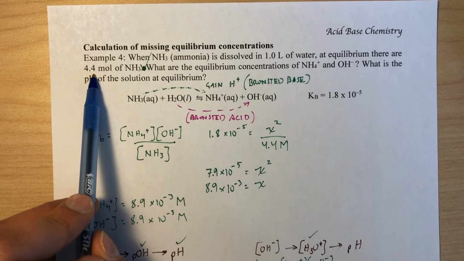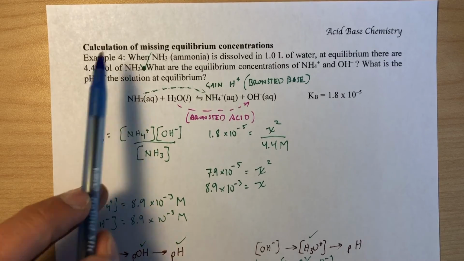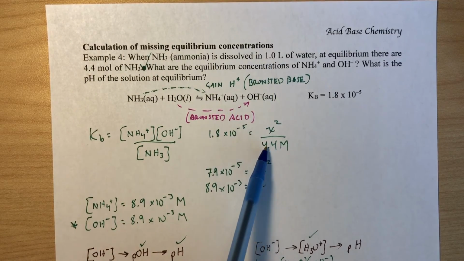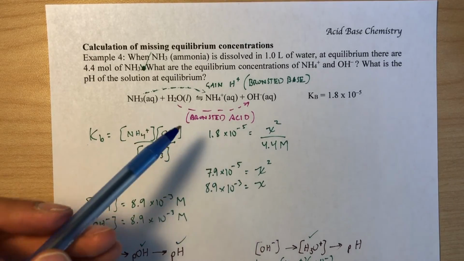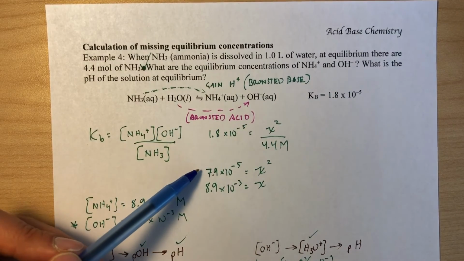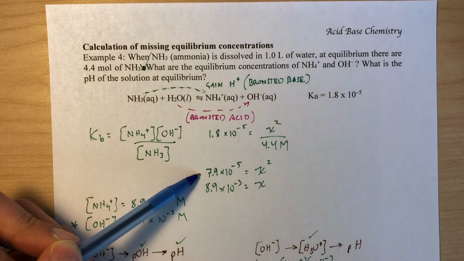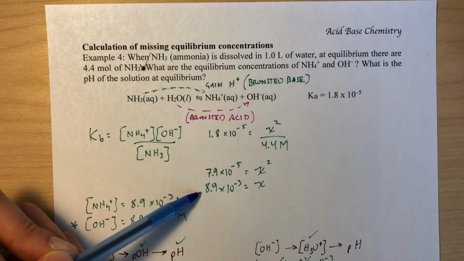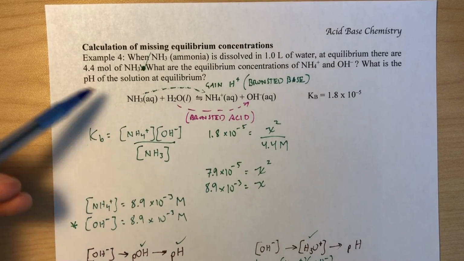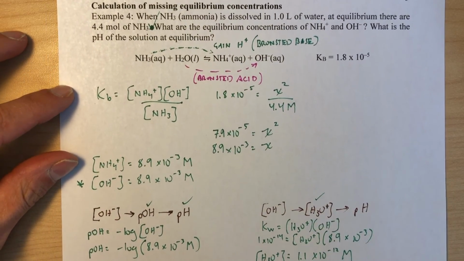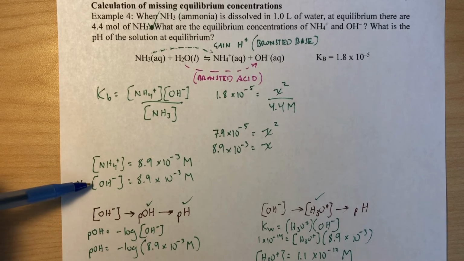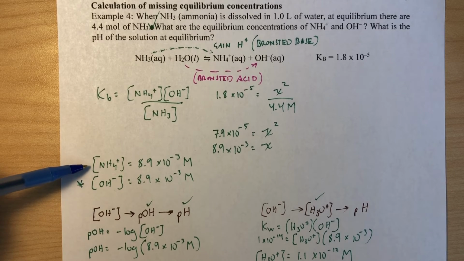Remember, there are 4.4 moles of ammonia at equilibrium, and we have 1 liter of solution, so our denominator is known, it's 4.4 molar. We can then easily solve for x. So we multiply both sides by 4.4, we get 7.9 times 10 to the negative 5th is equal to x squared, and x is equal to 8.9 times 10 to the negative 3rd. Each of these values, ammonium concentration and hydroxide, are both equal to x, so both of them are equal to 8.9 times 10 to the negative 3rd.